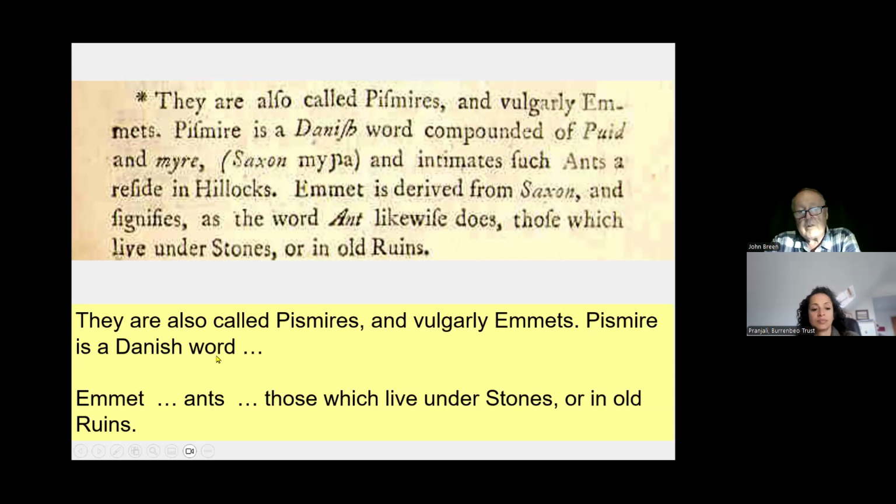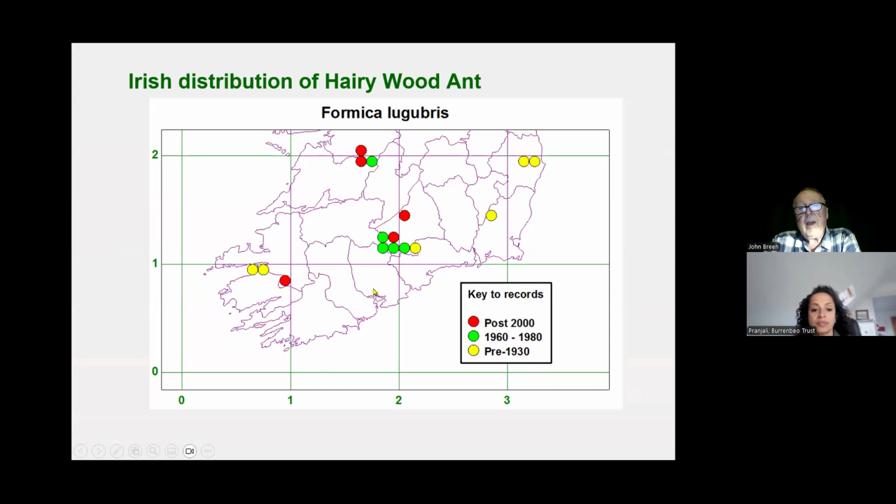Pismire is a Danish word. So it's a Norwegian word as well, pismar. And in Ireland, they're in Woodford and Galway. They're in Kilcorn woods near Kilcorn Lodge Hotel in Tipperary. And there are a few nests; we know about 2 to 5 nests in Killarney National Park, and they're now not known anywhere else. So that's basically their Irish distribution.